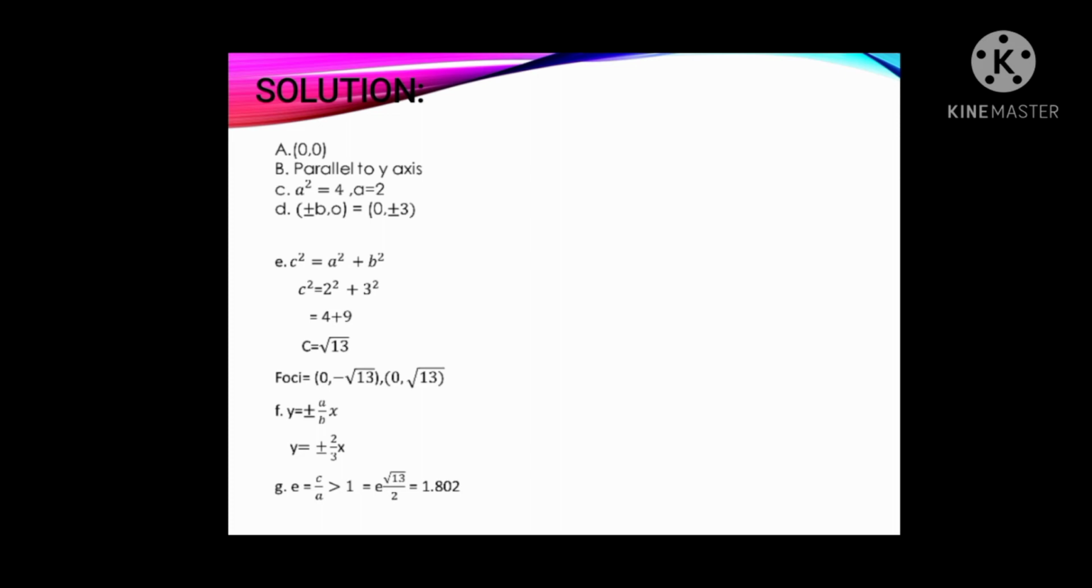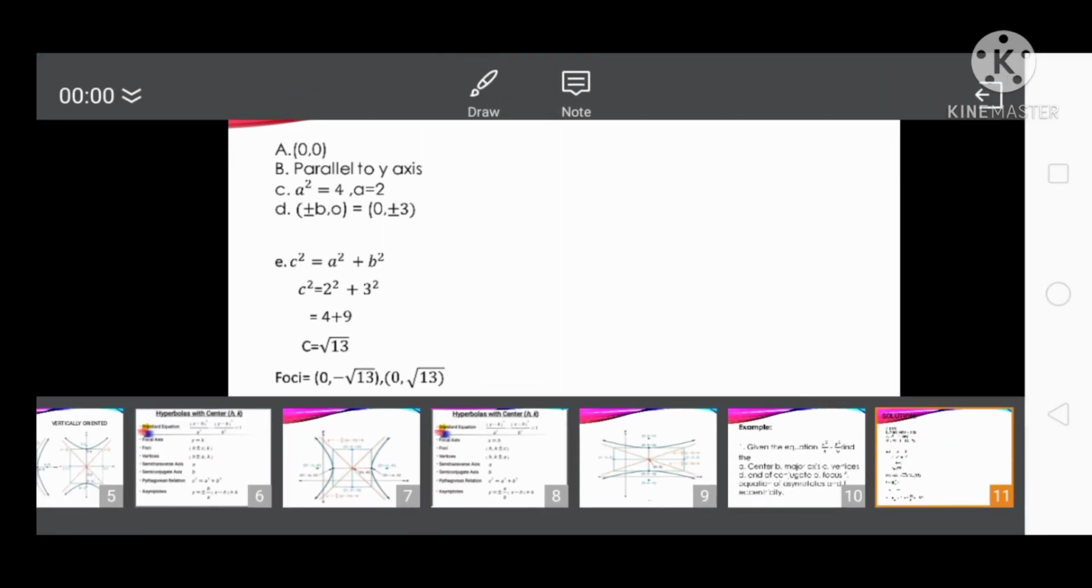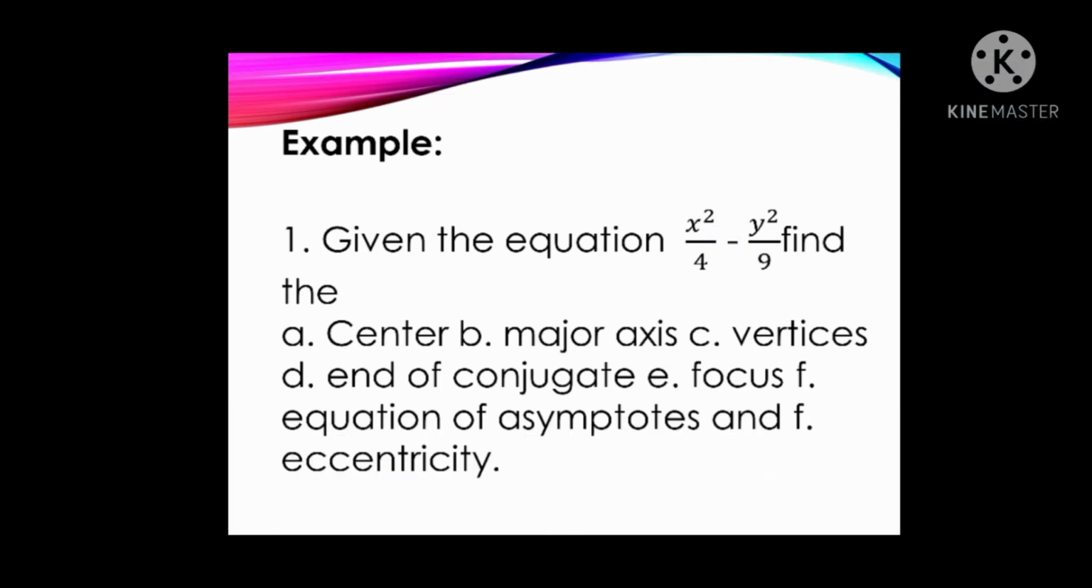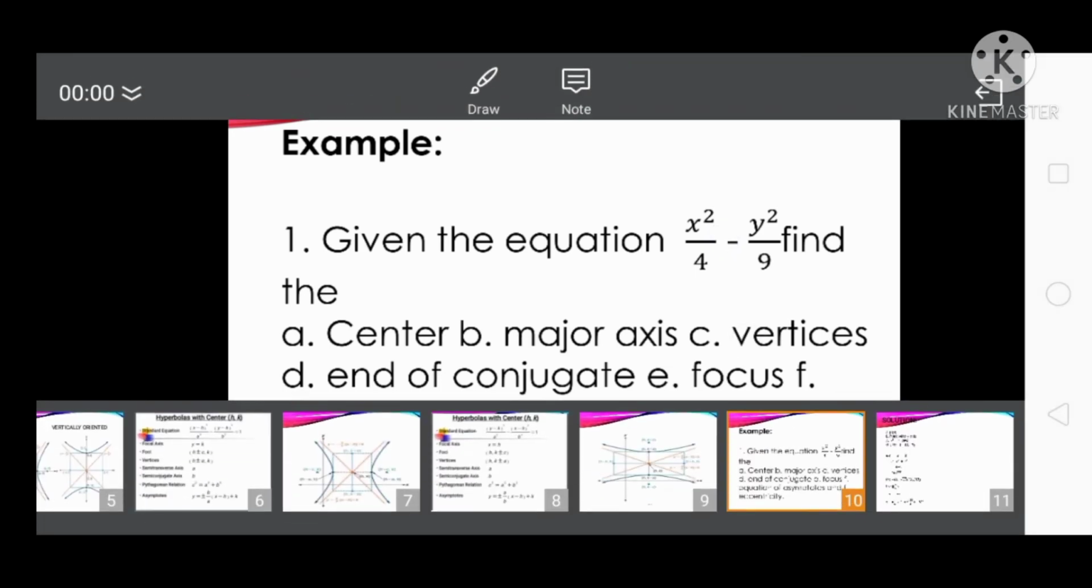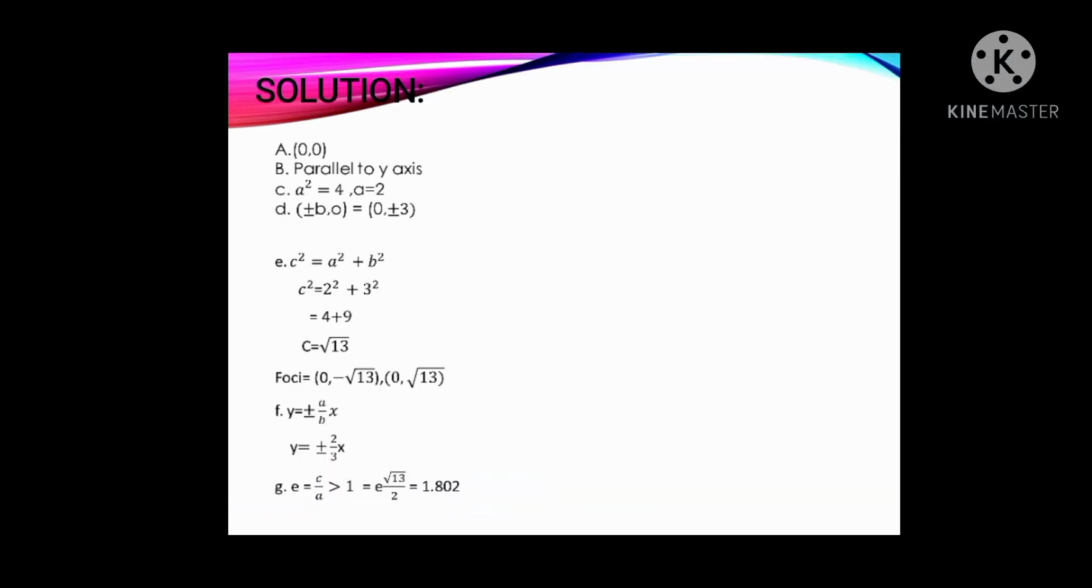Then F is the equation of asymptotes. y equals positive negative a over b x. Our a is 2 while our b is 3. So y is equal to positive negative 2 over 3 x. Our eccentricity e is equal to c over a. So the answer is the square root of 13 over 2, or 1.802.